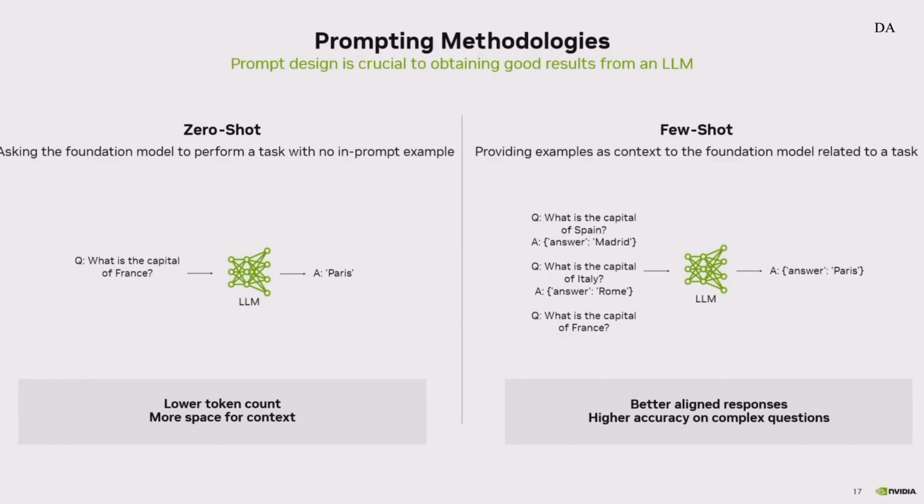With a few-shot prompt, on the other hand, we provide examples as some context for the foundation model that's relevant to the task. In this case, we would give it some examples of capitals and answers. What is the capital of Spain? Answer: Madrid. Italy? Answer: Rome. We notice also that we are asking for the answer in a particular format that looks like a Python dictionary. So when it comes time for us to ask what the capital of France is, we get our response back in the correct format. The answer is Paris, in the dictionary format. So the responses are then better aligned, especially in terms of formatting, and in general they have higher accuracy. These few-shot prompts give higher accuracy on complex questions.